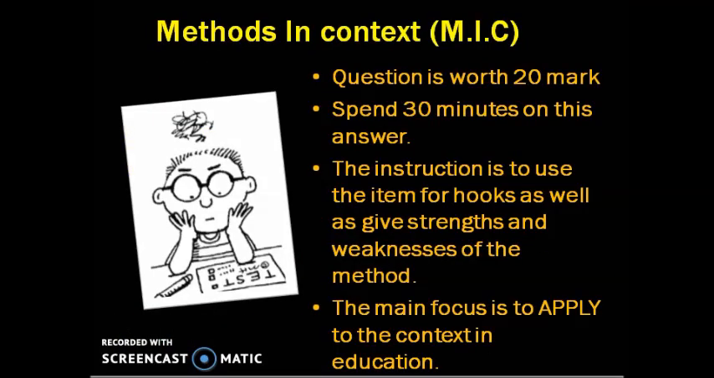So methods in context is my favourite to teach and also to mark. So just a quick reminder about what it actually is. It's worth 20 marks. You spend 30 minutes on this answer. The main instruction is to use the item, to give strengths and weaknesses of the method, and the main focus is to apply to the context in education.